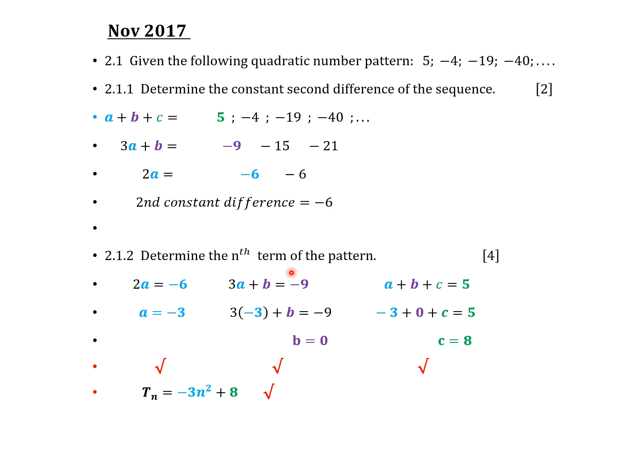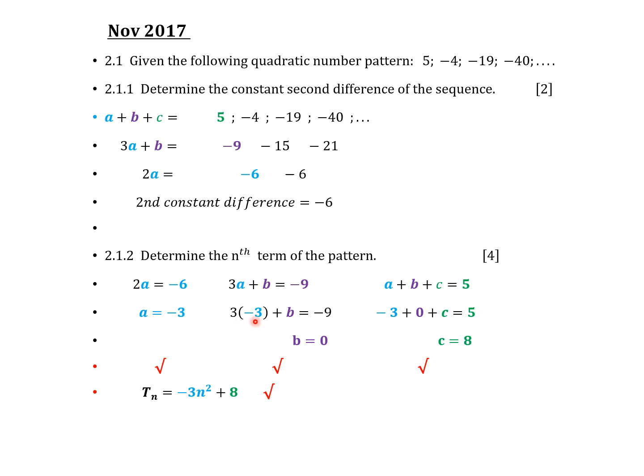Right, determine the nth term of the pattern. So nice, easy 4 marks. Again, 2a equals negative 6 for the second difference, 3a plus b equals negative 9 for the first term of the first difference, a plus b plus c equals 5 for the first term of the quadratic pattern. So 2a equals negative 6. Negative 6 divided by 2 gives me negative 3. So a equals negative 3.